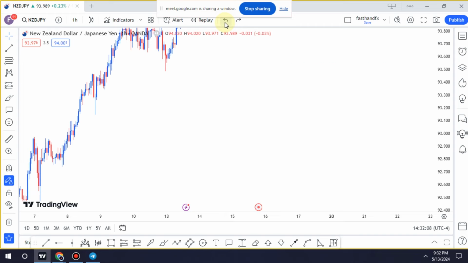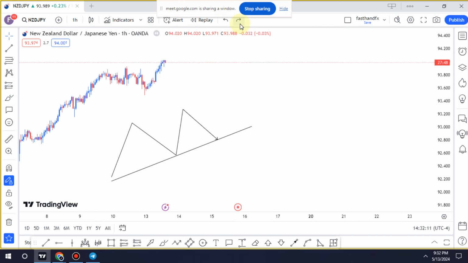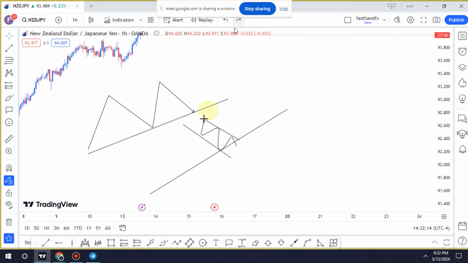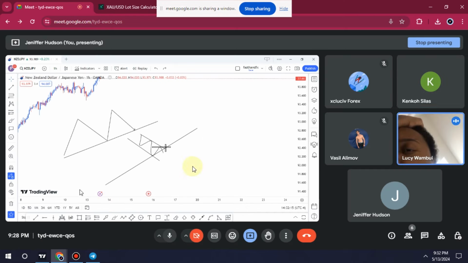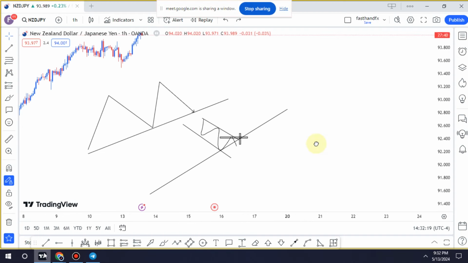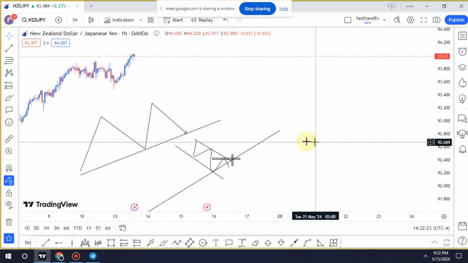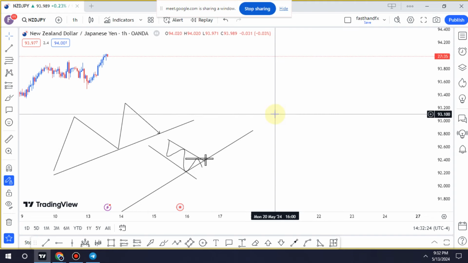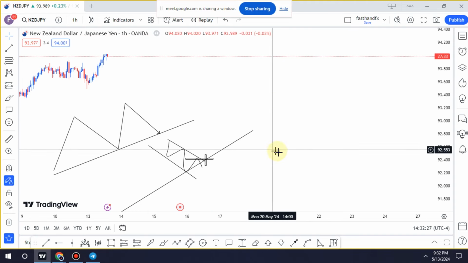Question? Okay, like, if the market goes down like that, then starts consolidating, is it advisable to take any trade? Right, so if the market is trying to give a breakout.